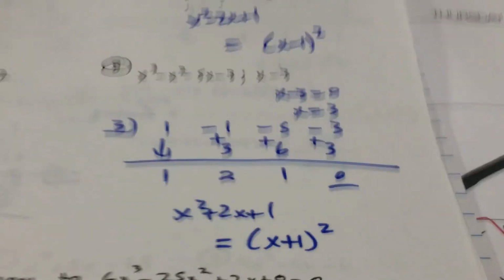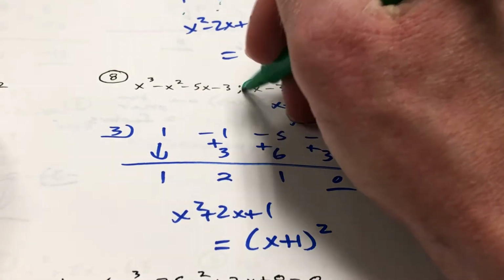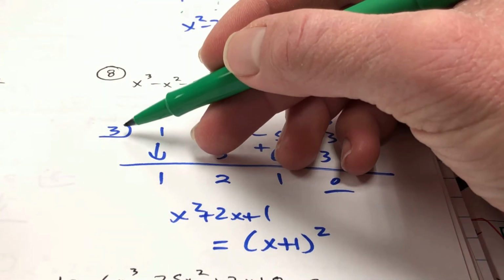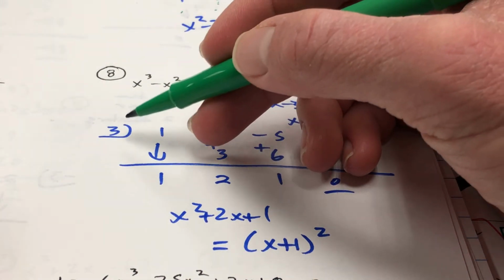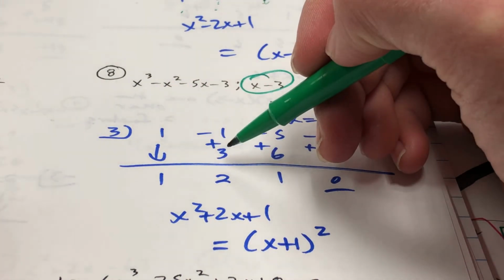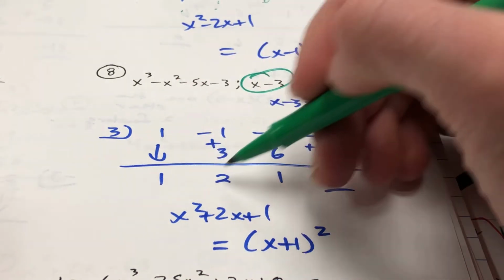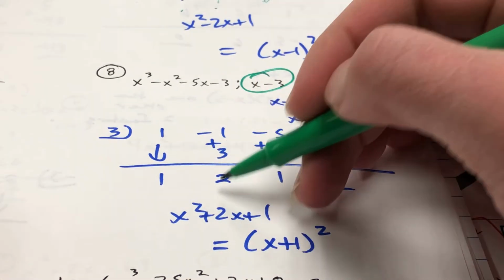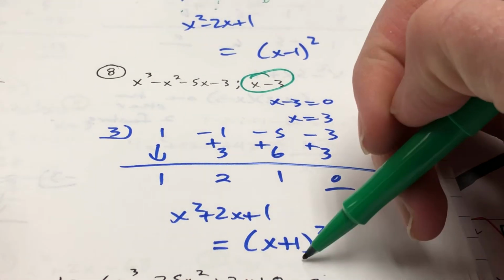All right, so I'm going to take that x minus 3, set it equal to 0, if that is a factor. 3 goes in the cubby. There's my 1. Bring it down. 3 times 1 is 3. Add them up. 3 times 2 is 6. Add them up. 3 times 1 is 3. Add them up. 1x squared plus 2x plus 1. That's how it factors.